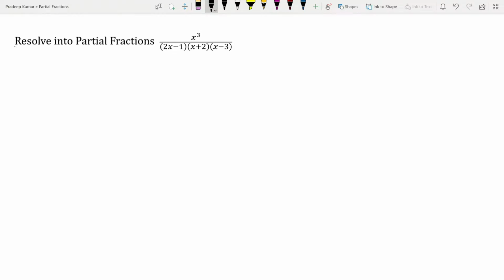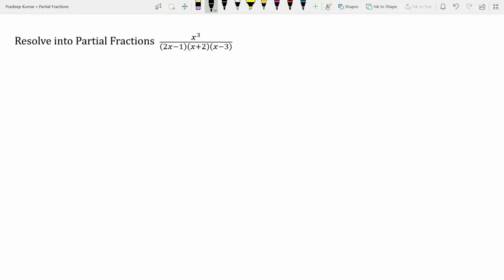Let's read the question. Resolve into partial fractions x^3 / ((2x - 1)(x + 2)(x - 3)). In this particular question, they are asking us to solve the given question into partial fractions. So first we need to identify whether the given fraction is an improper fraction or a proper fraction. In order to identify, we have two rules.